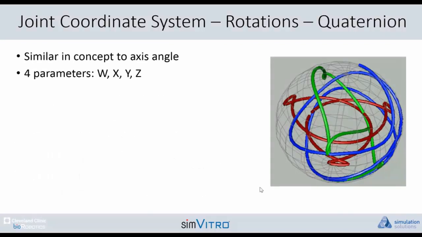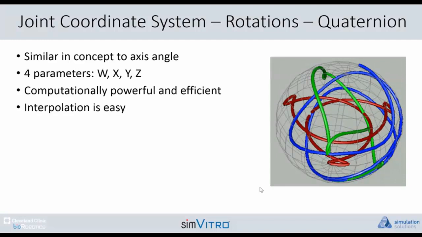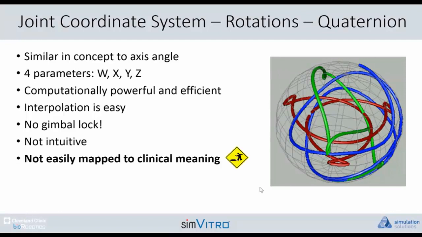This brings us to quaternions. They're similar to axis angle in that they have 4 parameters, and there's a vector and the rotation about the vector. It's very computationally powerful and efficient, and we love that. Interpolation is easy, and it has no gimbal lock. So this is the first definition I've presented now that is completely mathematically tractable and can be used. The trouble is, it's not intuitive. It's not easily mapped to clinical meaning.